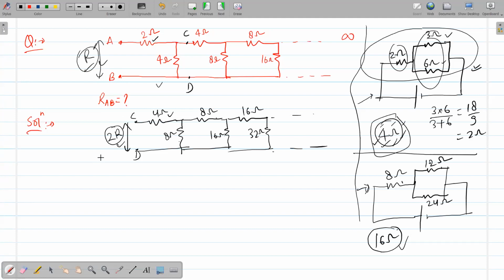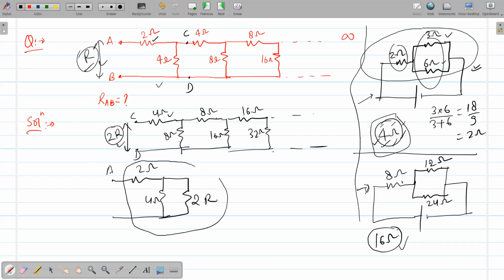Perfect. Great. And that's done. Now nothing is left in this problem. Let me redraw the circuit. This is 2 ohm, this is 4 ohm, and here we have across CD 2R, and when I solve this value, this will come out as R, right? So 4 ohm and 2R will make it 8R by 4 plus 2R, and this parallel is in series with 2, so I can write like this, and this equals R.